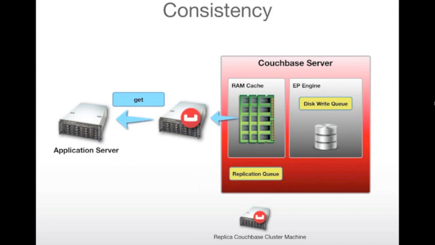The eventual consistency model of other NoSQL databases is not the way Couchbase works. Couchbase is a consistent database. So I'll show that animation again. We're doing a storage operation here. It's going into the RAM cache, and if you immediately do a get operation, it's going to come from that RAM cache. In the meantime, it's also going to those disk write queues and replication queues for persistence, failover, and replicas.